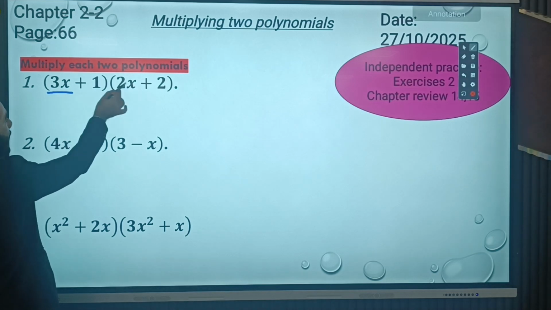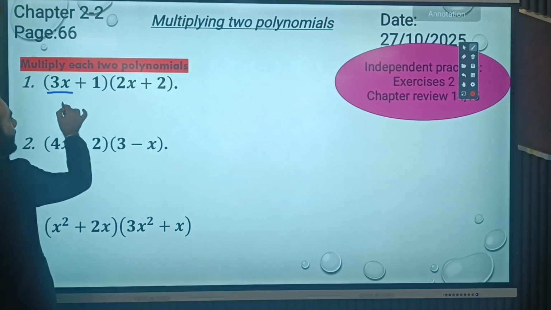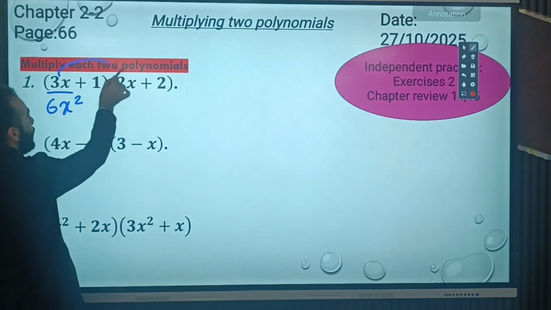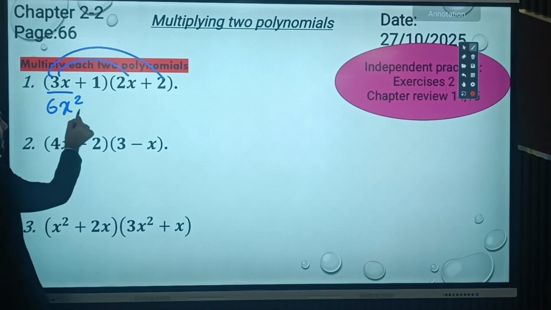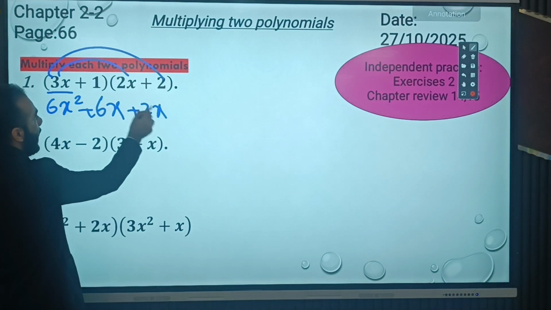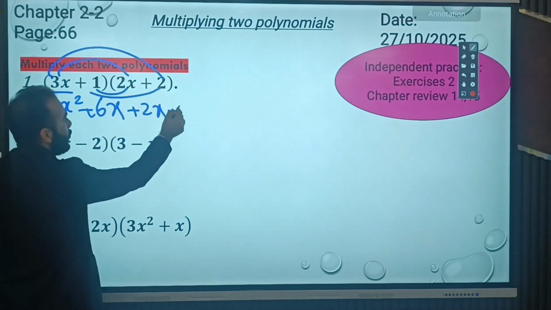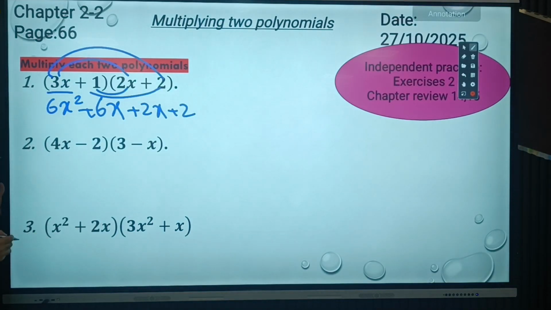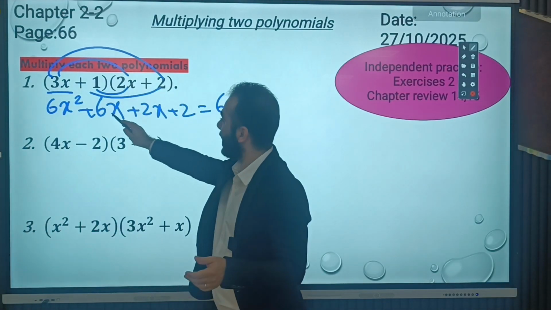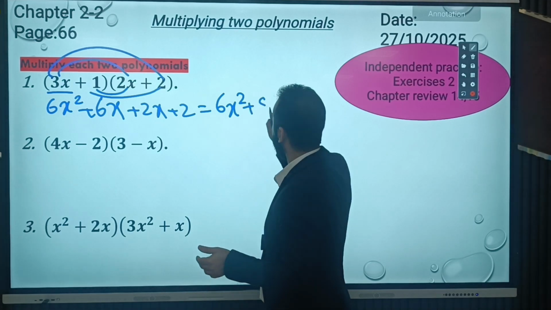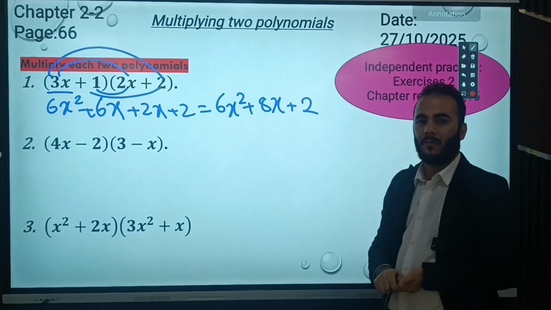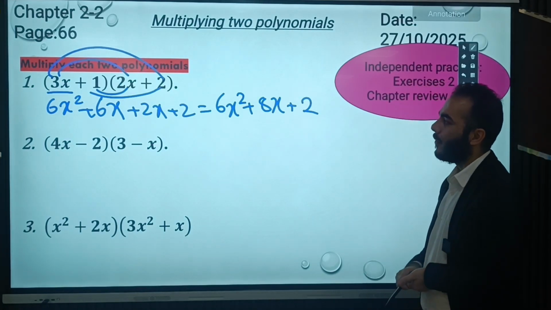So 3x times 2x, 3 times 2, perfect, 6x times x, x squared. 3x times 2, it's equal to 6x. 1 times 2x, it's equal to 2x. And then finally, 1 times 2, it's equal to 2. So if you just want to operate them, in that case, it's going to become 6x squared. 6x plus 2x is equal to 8x. And then finally, we have got 2. That is the standard form of the result of the multiplication of these 2 polynomials.